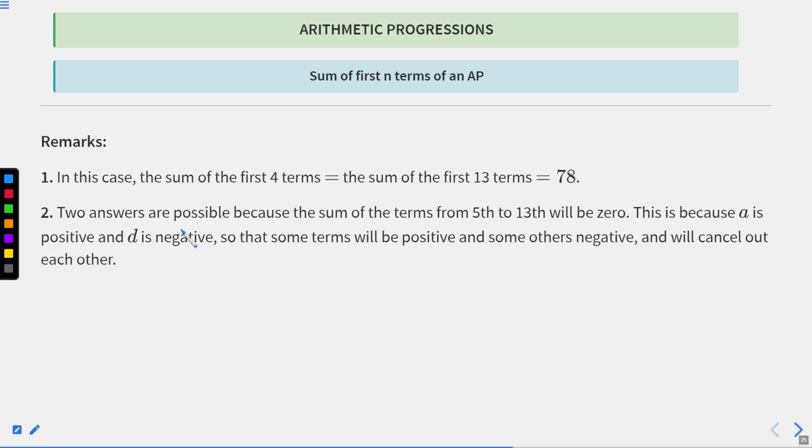So the sum of the terms 5 to 13 will be 0, and this is because A is positive and D is negative. So some terms will be positive and some others negative and will cancel out each other. This happens because A is positive and D is negative, so that some terms will be positive and some terms will be negative and will cancel out each other.